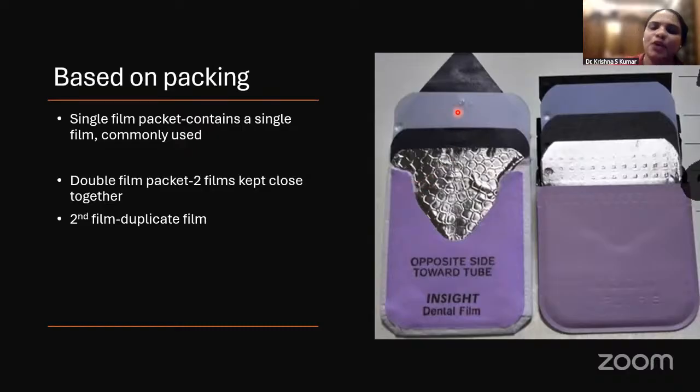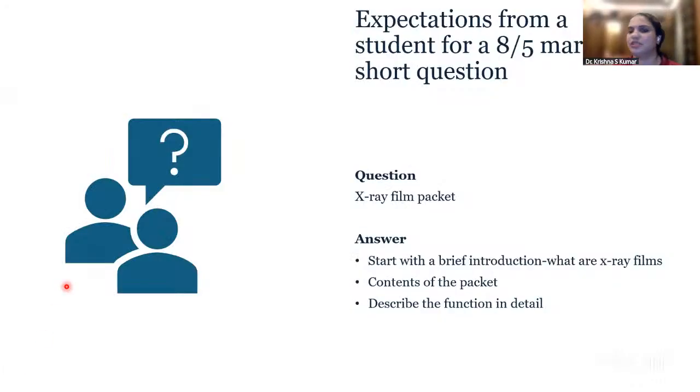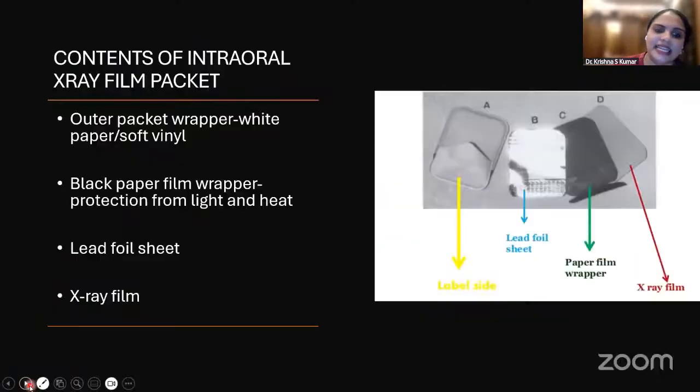Based on packing, you have single film and double film. Double film contains 2 films in a single packet, and the second film will be used as a duplicate film for insurance purposes or for patient records. Now, the next short question, very commonly asked and a very easy topic, is about the X-ray film packet. You can tell about X-ray films, the contents of the packet, along with describing its function in detail.